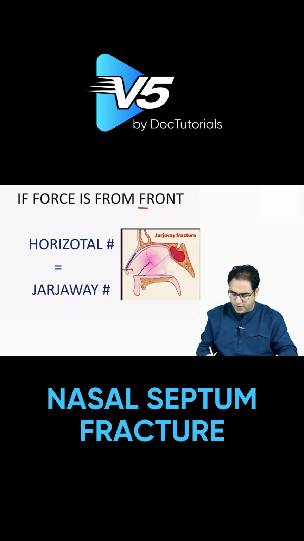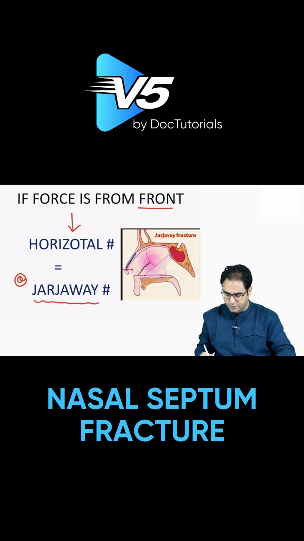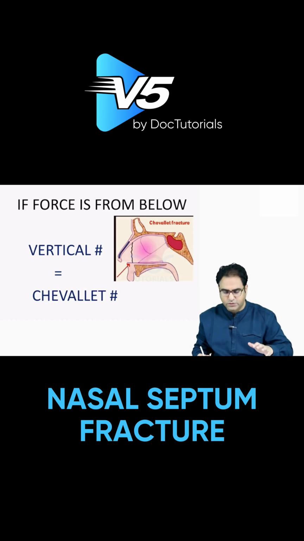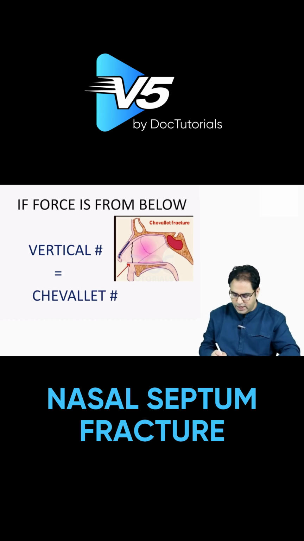If force is from front, it will lead to horizontal fracture or Zarza wave fracture, MCQ. Zarza wave. Okay. Now look at this picture. The force is coming from the front and the mode of injury is the front injury and the fracture will be horizontal of the septal cartilage. Now, if force is from below like this, it will lead to vertical fracture or Chevalier fracture. Chevalier. That's the MCQ also, Chevalier fracture. Okay. So, this is the vertical fracture or Chevalier fracture and the injury is from below.